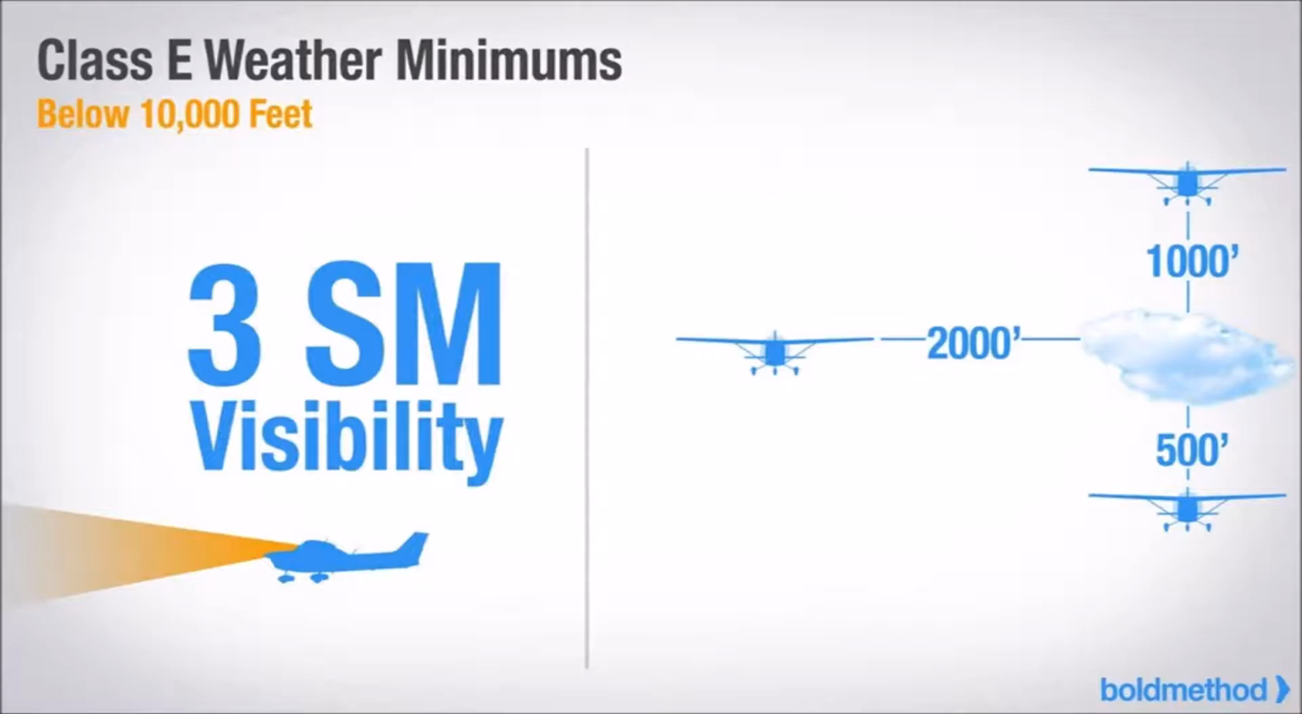However, typical daytime VFR minimums for most airspace is 3 statute miles of flight visibility and a distance from clouds of 500 feet below, 1,000 feet above, and 2,000 feet horizontally. Flight conditions reported as equal to or greater than these VFR minimums are referred to as visual meteorological conditions or VMC.